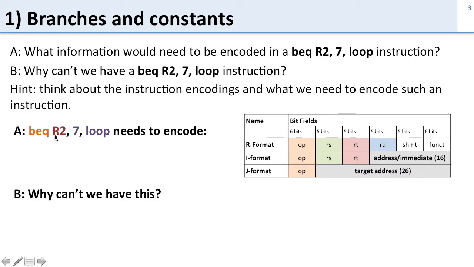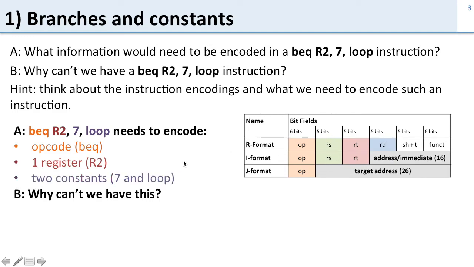To encode branch equal, if R2 is equal to 7, we jump to loop, what do we need? Well, we need an opcode, that's branch equal. And if we look at the MIPS instruction encodings, we have 6 bits for the opcode. We need one register, that's R2, to see if the registers are equal. And we can see that'll take another 5 bits to encode the register. And then we need 2 constants. We need a constant for 7 and a constant for loop. And we can see over here that we have 2 formats that have 1 constant each.